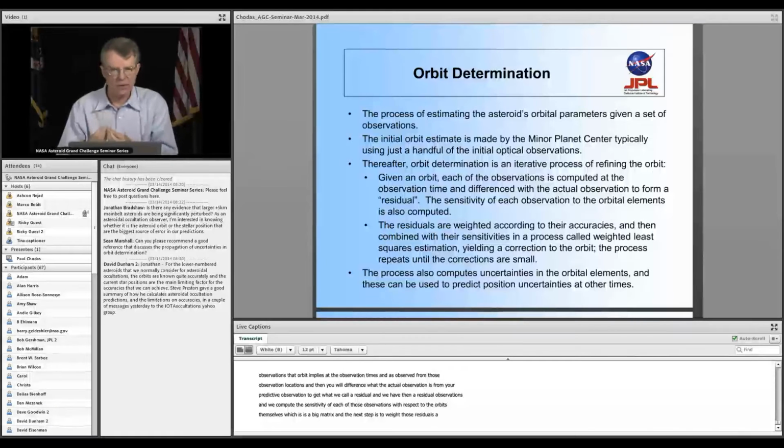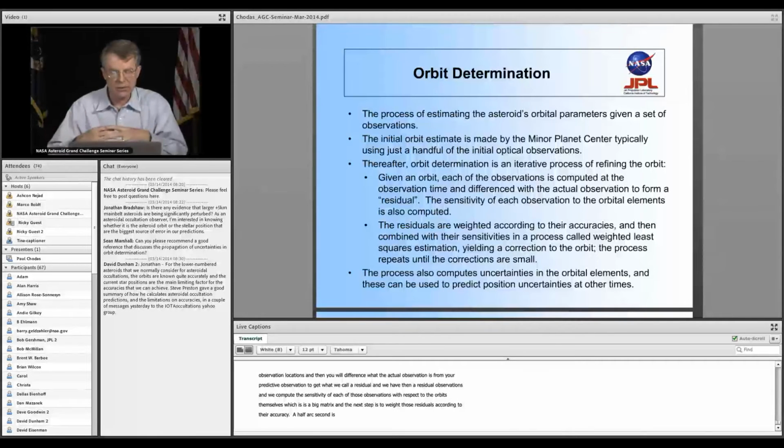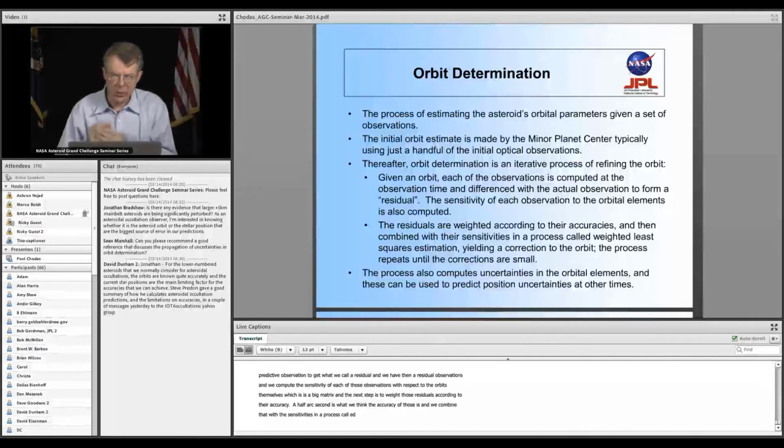The next step is to weight those residuals according to their accuracy. Let's say half an arc second is what we think the accuracy of those is. And we combine all of that with the sensitivities in a process called weighted least squares. And out comes a correction to the orbit. That is to say, how far your previous orbit was off. We'll make little corrections to the elements. And then the process repeats until the corrections are small. So that's the basic process of how to compute orbits.